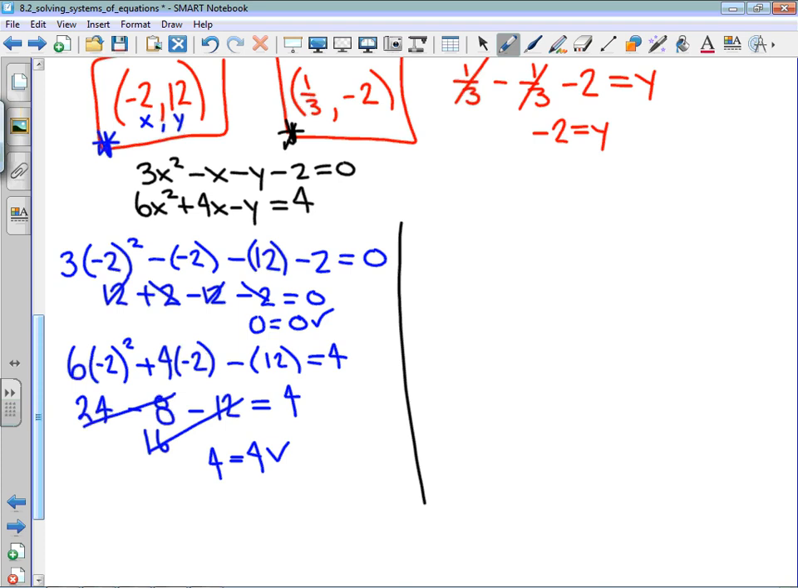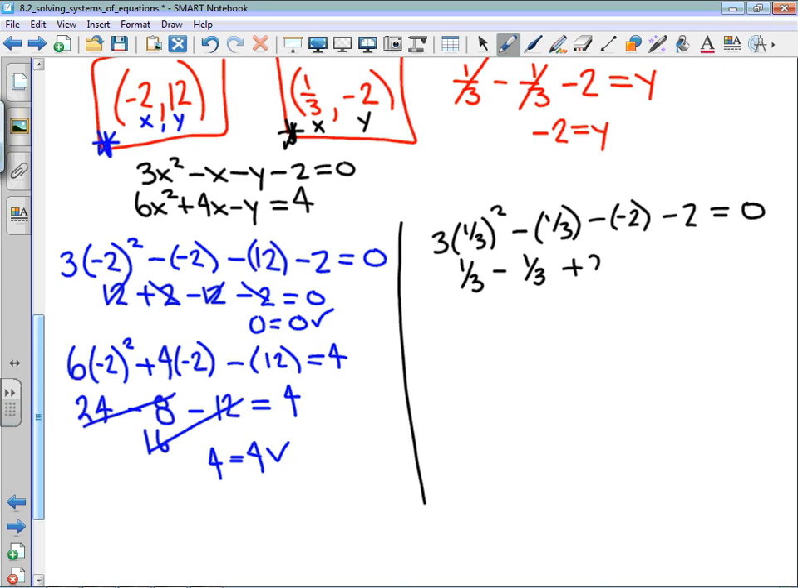So I'm going to do the same thing. I'm plugging in different values, I suppose. I'm going to put 1/3 in for x and negative 2 in for y. So is 3 times 1/3 squared minus 1/3 minus negative 2 minus 2 equal to 0? 3 times 1/3 squared is 1/3 minus 1/3 plus 2 minus 2. And we see some additive inverses happening, and I get that 0 is equal to 0. These two canceled respectively. All right, the other equation is 6 times 1/3 squared plus 4 times 1/3 minus negative 2 is equal to 4.